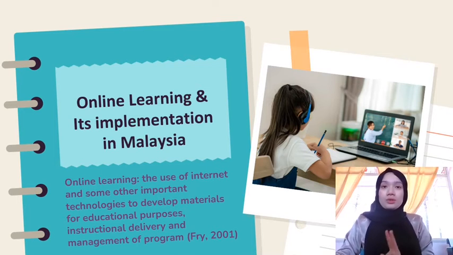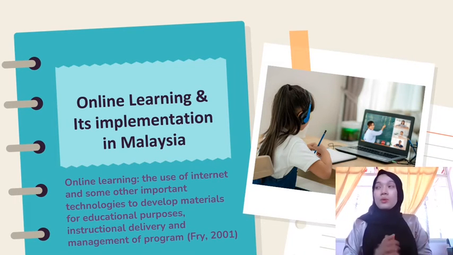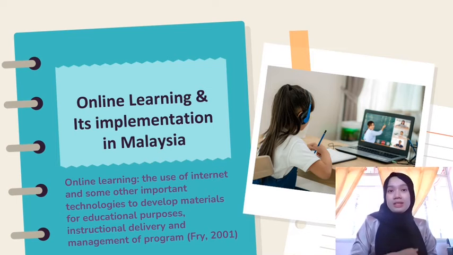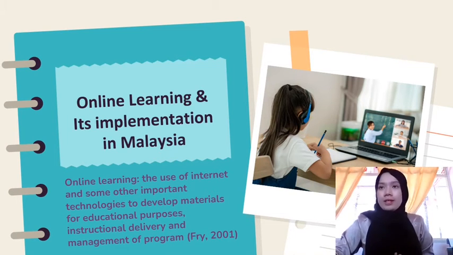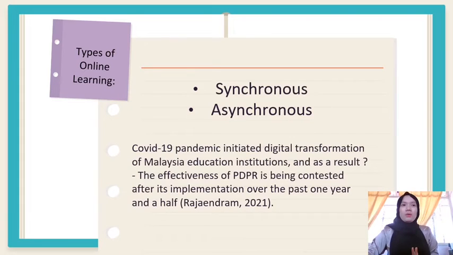There are two types of online learning which we know, which are synchronous online learning and asynchronous online learning. Synchronous means that it refers to the learning event in which a group of participants is engaged at the same time. For example, when we are having a Webex session or Google Meet and so on.